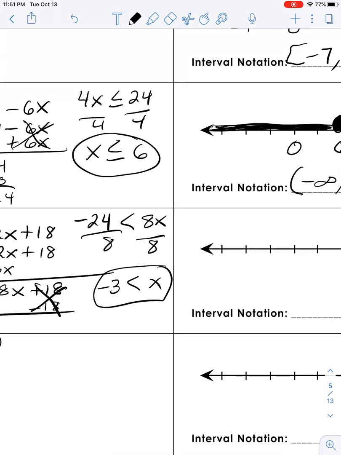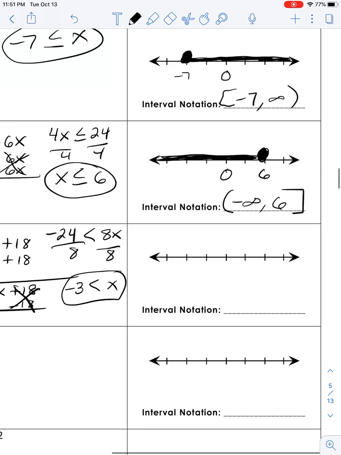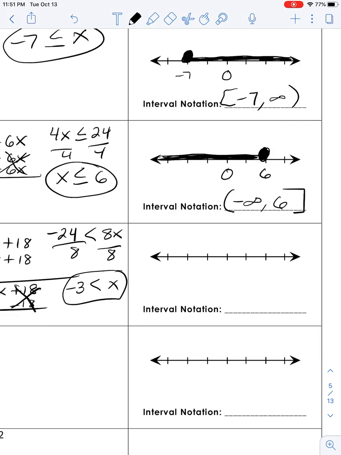Now again, I know that my x is on the right. Okay, but it does not make any difference. You just have to remember, big mouth facing the X, shade right. Pointy part facing the x, shade left. So obviously, we have -3. It is an open circle because there's no line underneath. Big mouth facing the x, so we're going to shade to the right.